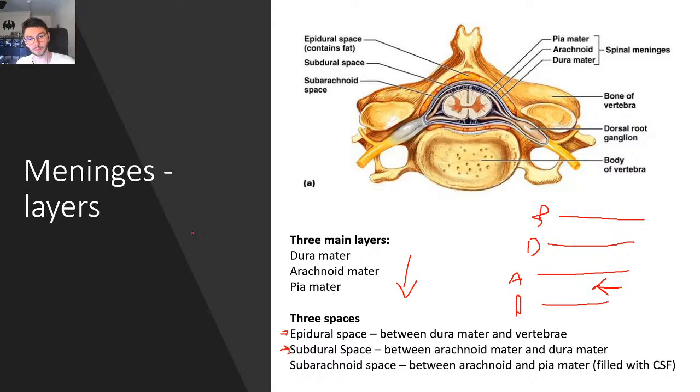If it goes into the epidural space, it will be an epidural hematoma, or extradural hematoma. If it's under, it's a subdural hematoma, and if it's in the subarachnoid space, it's a subarachnoid hematoma. It's less common in the spinal cord because of the protection of the body, and it's much smaller.